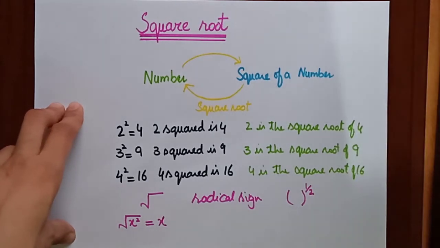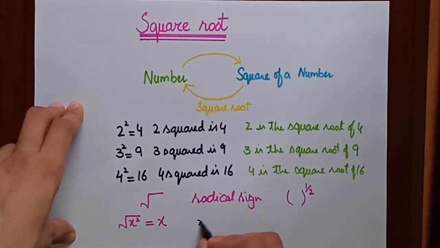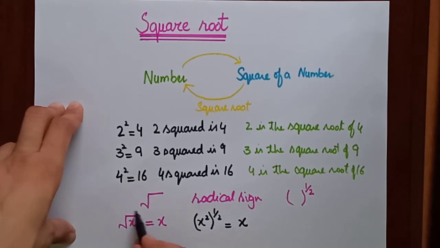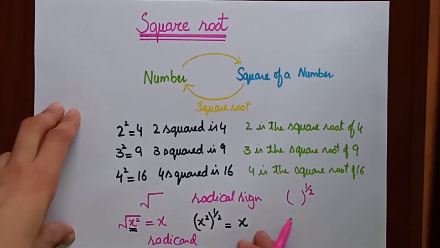How? Look at this. X square, and radical sign means power 1 by 2. 2 cancels with 2, so we have x. Clear? Okay, this symbol is called the radical sign, and the expression or number under this radical sign is called the radicand. Clear?